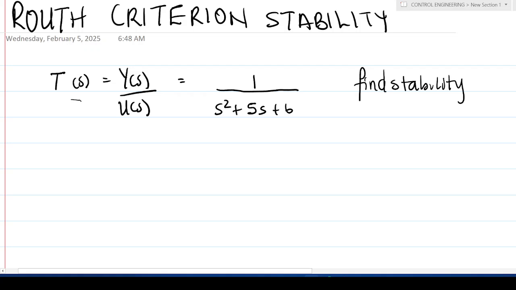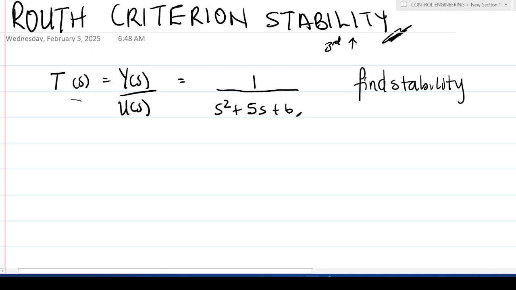Today, I'm going to be talking about Routh criterion stability. Routh criterion stability is used to find the stability of a system for third order polynomials and upwards. Now, let's start with the second order.